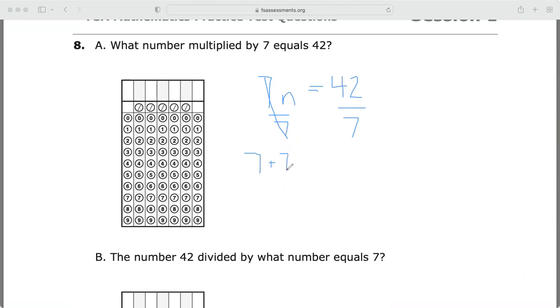So 7 plus 7 is 14. 7 times 2 is 14. Plus another 7 is 21. 14 plus 7 is 21. Plus another 7 is 28. So 7 times 4 is 28.